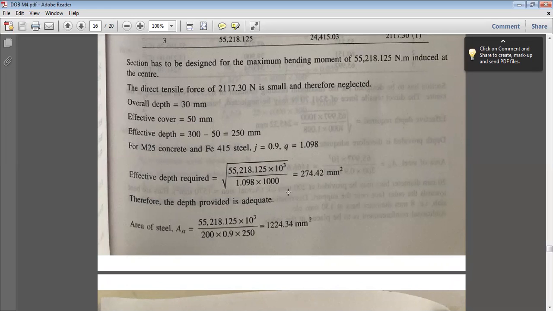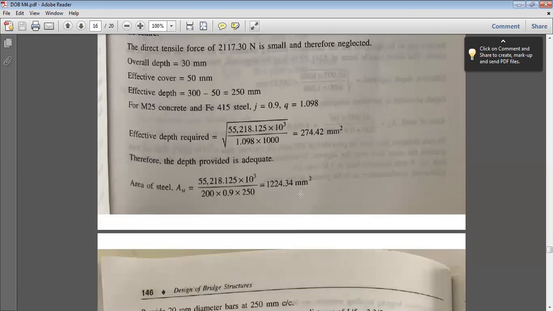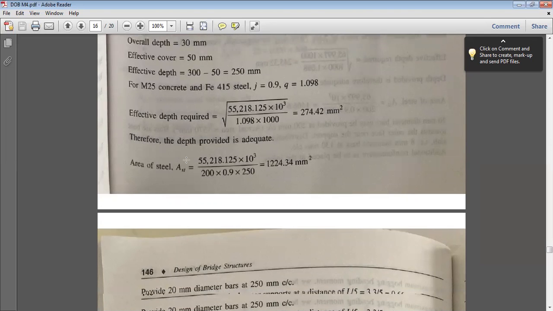You have to calculate the moment constants M, Q, J, and D. 274.42 mm square is required for it. So we have provided 250 mm, right? So therefore depth provided is adequate. We have provided 300 mm, right?